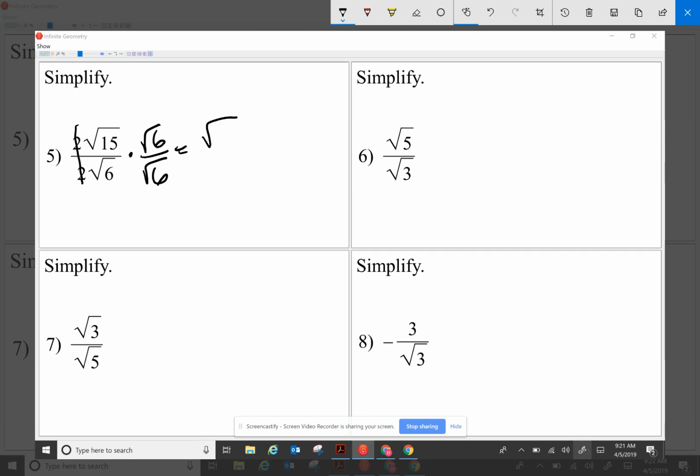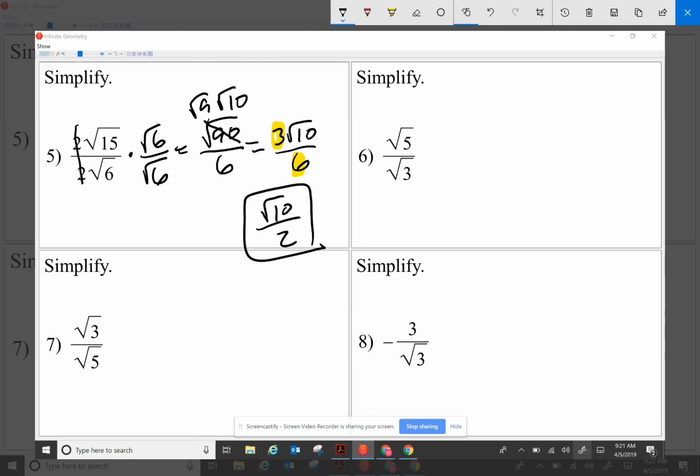So I have radical 90 over 6. Now, radical 90, I can split that as square root of 9 times the square root of 10. So that becomes 3 square root of 10 over 6. I see my fraction, 3 over 6, that can be simplified to radical 10 over 2. All right, let's take a look at number 6. I'm going to multiply top and bottom by the radical at the bottom. So I have square root of 15 over 3.